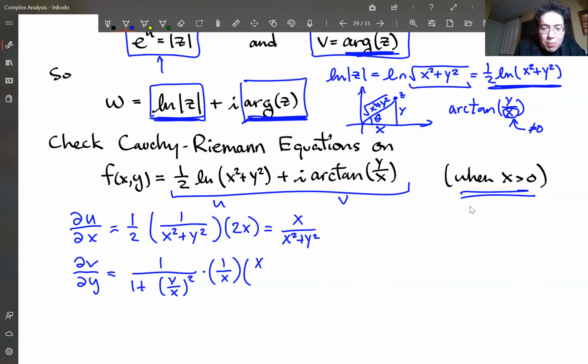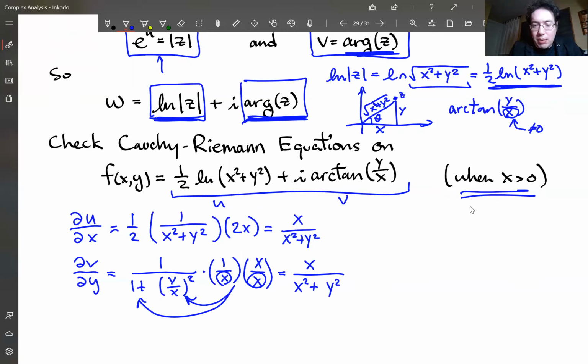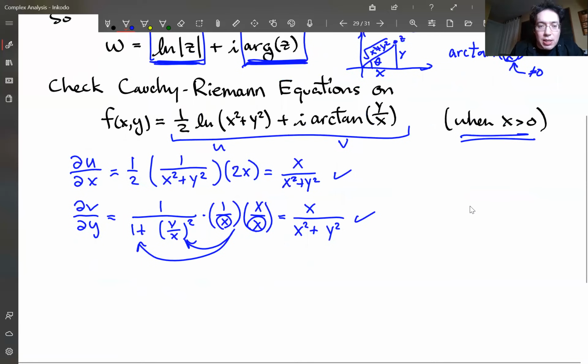This looks different from above, but actually, if you multiply top and bottom by x, we'll have x over, on the denominator, I have x squared here that I can distribute. And I do get exactly the same expression as before. So that half of the Cauchy-Riemann equation is satisfied. Let's check the other half.